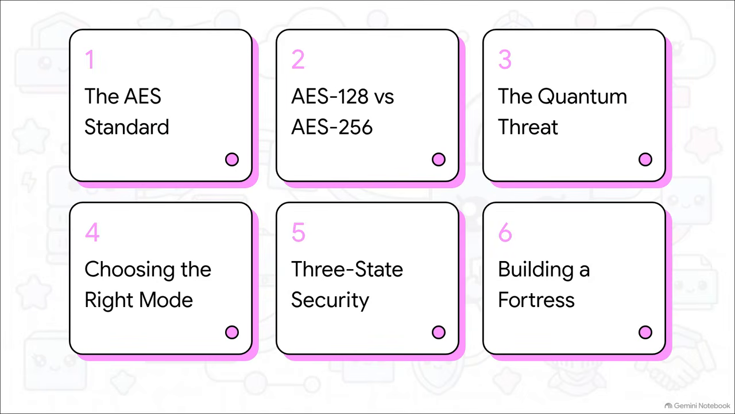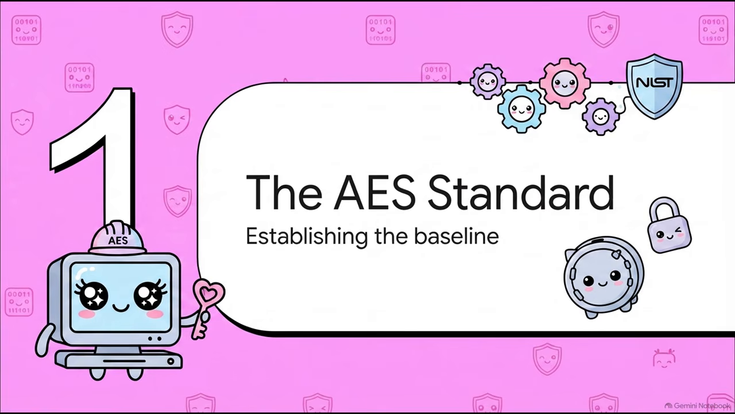First, the AES Encryption Standard, then AES 128 versus AES 256, surviving the quantum threat, choosing the right mode, three-state security coverage, and finally, building a complete fortress. All right, Section 1, the AES Encryption Standard. Let's establish exactly what this technology is and where it actually came from.